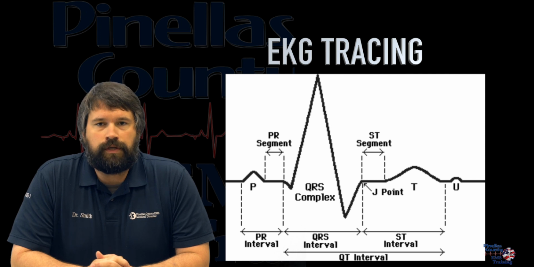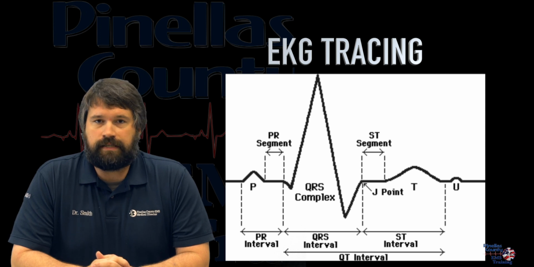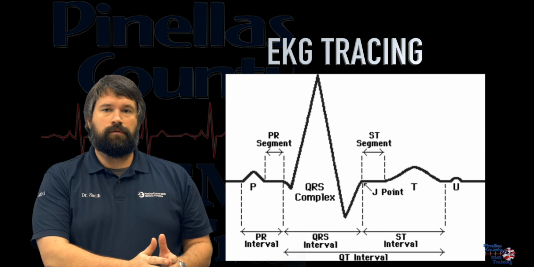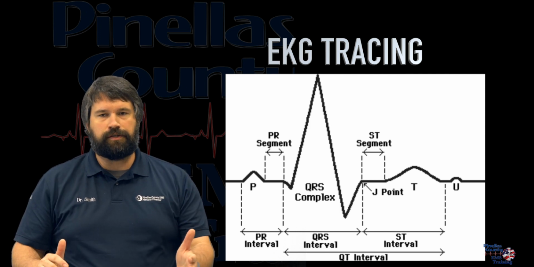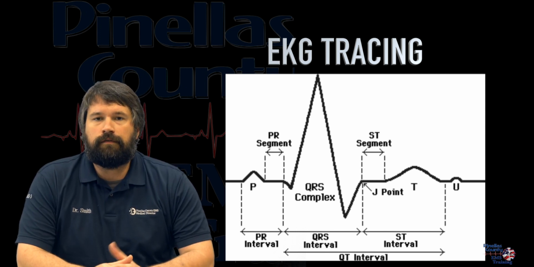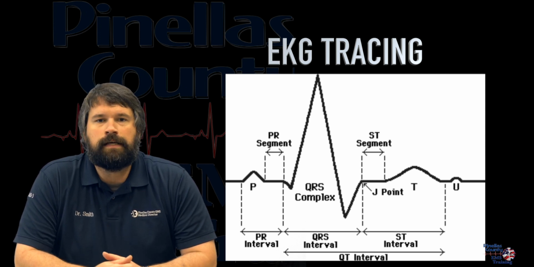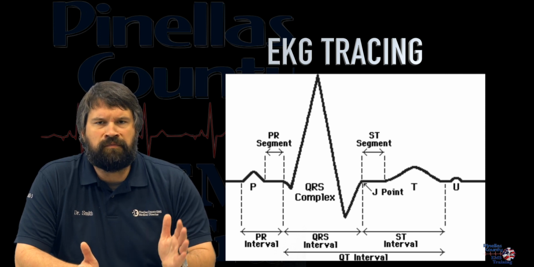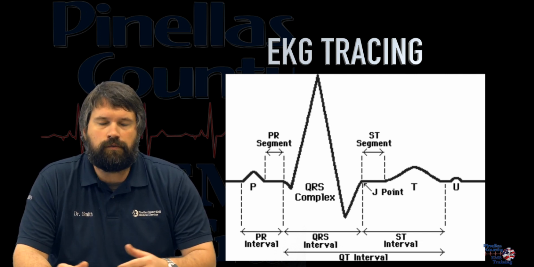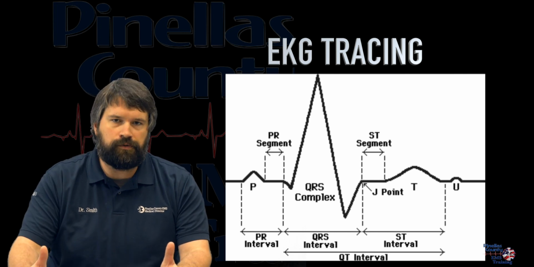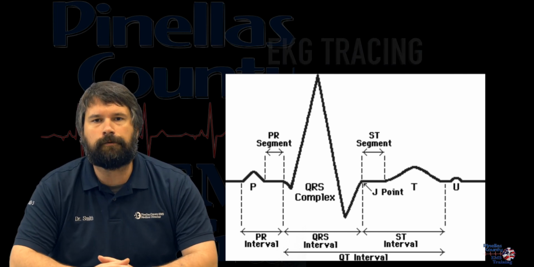The J point is where the QRS meets the ST segment. The ST segment is between ventricular depolarization and repolarization, or contraction and resetting. The T wave represents ventricular repolarization or ventricular resetting. The QT interval is the time for one complete ventricular cycle, so the depolarization and repolarization, or ventricular contraction to relaxation to resetting for the next cycle.